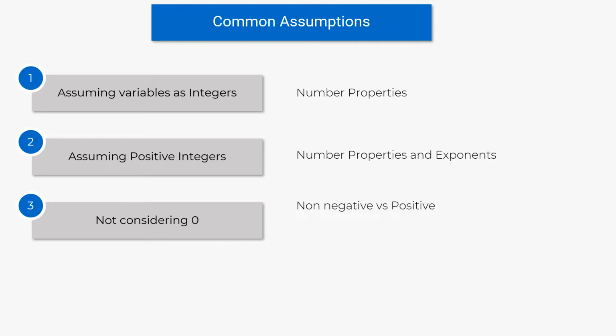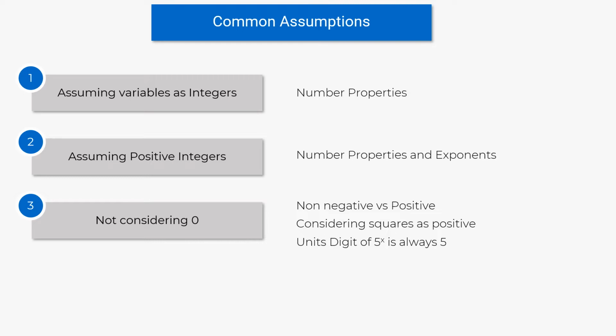If you do not consider zero, you might end up thinking that every perfect square is positive, which is not the case. Zero square is not a positive number. It is a non-positive, non-negative quantity. Similarly, if you do not consider zero, you can assume that unit digit of 5 to the power x, or for that matter 6 to the power x, is always 5. But if x is equal to 0, it is never 5.